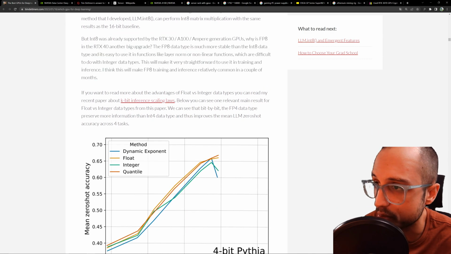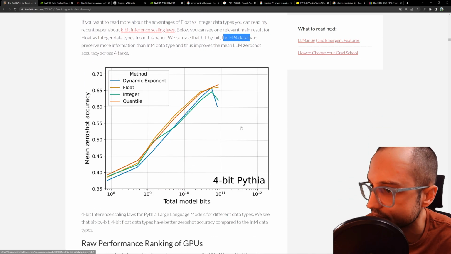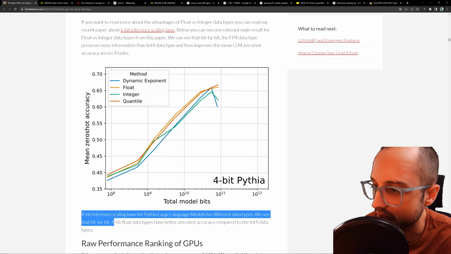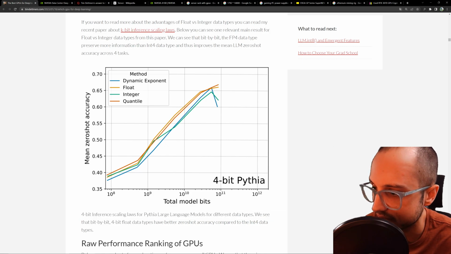And wow, there's even FP4 now. Okay, that's cool. 4-bit inference. That's crazy. So we went from 32 bits to 16 bits, 8 bits, and now to 4 bits.